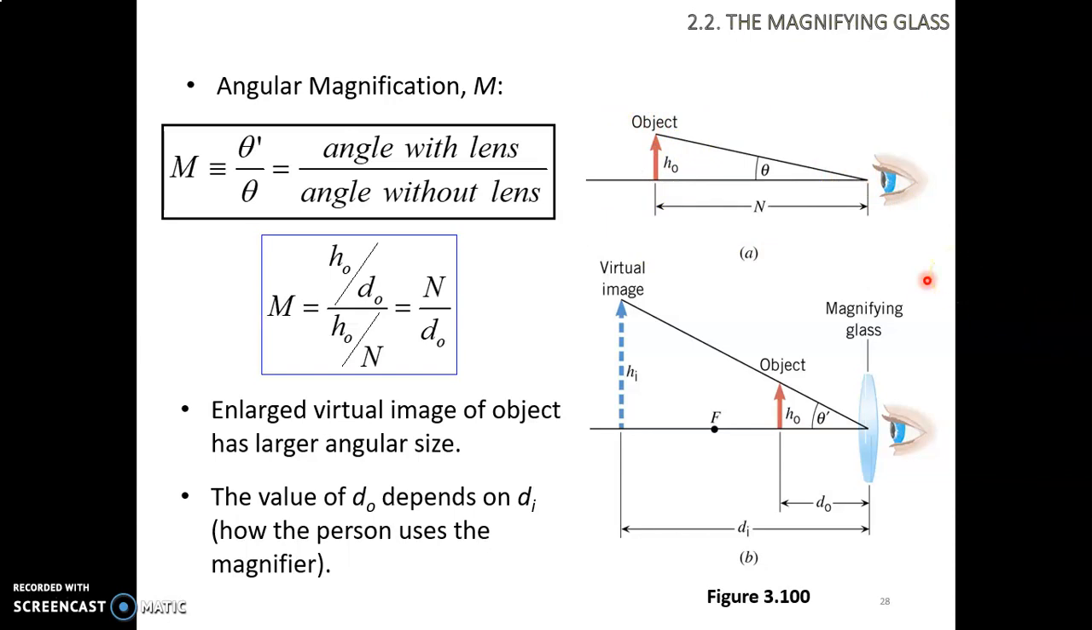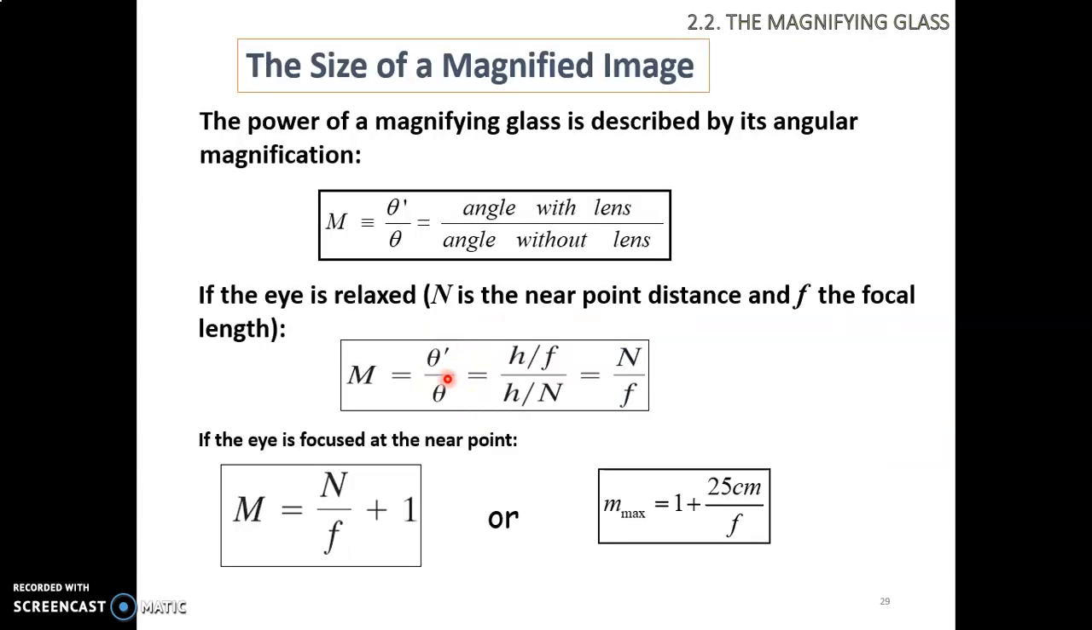Using the trigonometric function, you can see that theta prime is equal to height of object divided by distance of object here. According to this figure, theta is equal to height of object divided by the near point value, which is 25 cm. Simplifying this equation, you get angular magnification M is equal to n over d naught, where n is the near point, which is 25 cm, and d naught is the object distance.